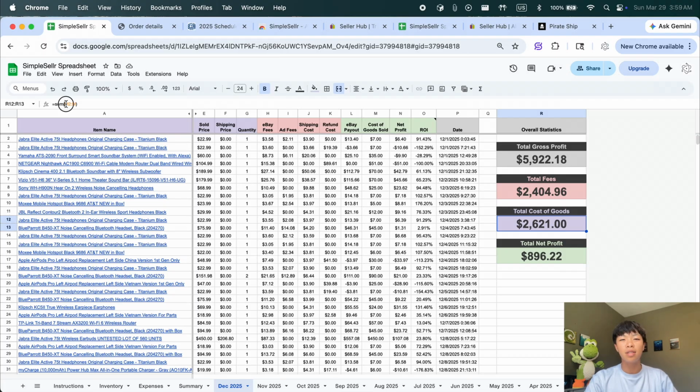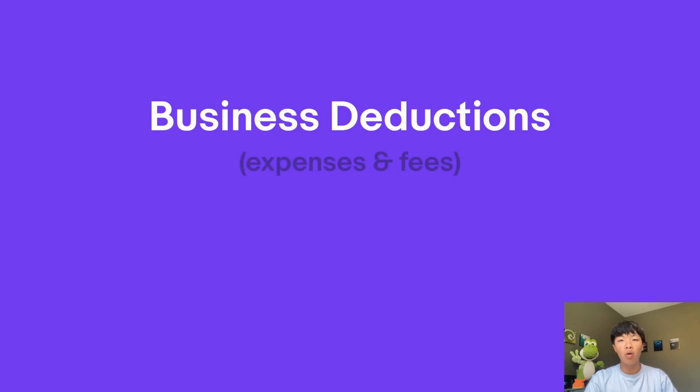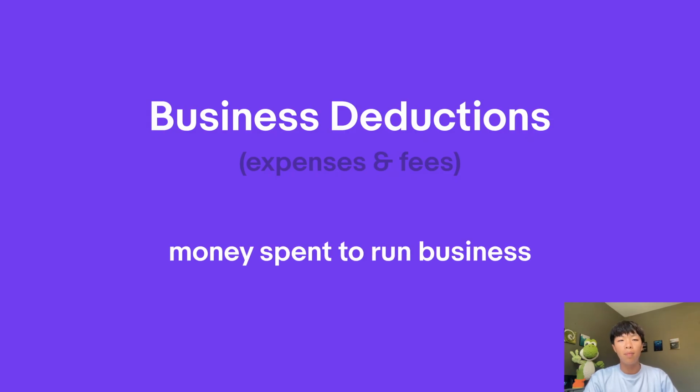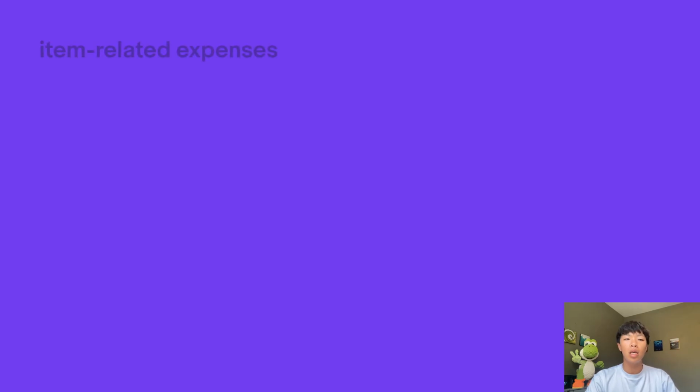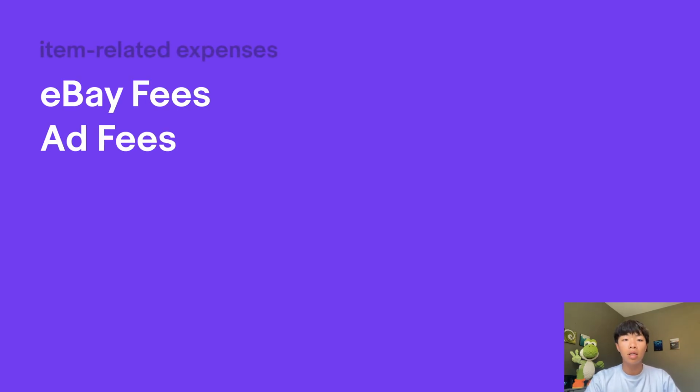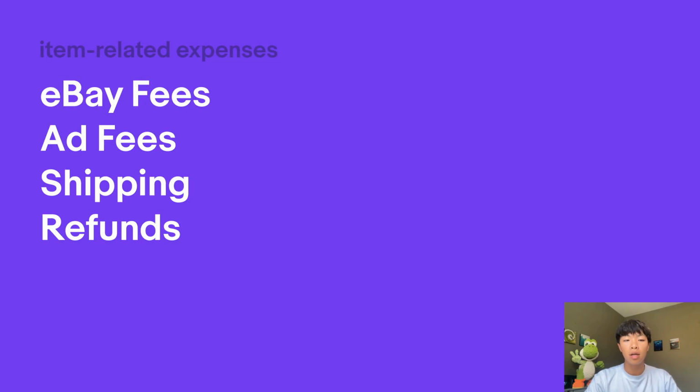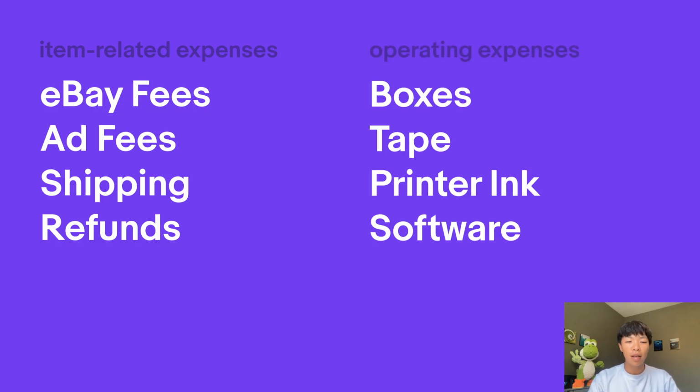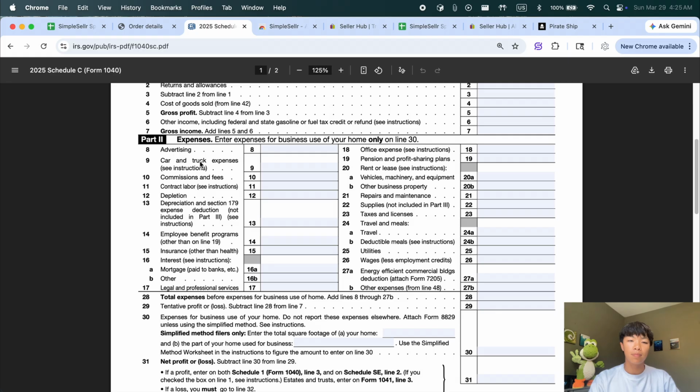Other than cost of goods, the only other thing to track is general business deductions. Basically, it's an umbrella for everything else, but it includes things like eBay fees, advertising fees, shipping labels, refunds, but also boxes, tape, printer ink, software, and even mileage. Many of these are not part of the item's cost in the same way inventory is, but they're still operating expenses and they still reduce profit.